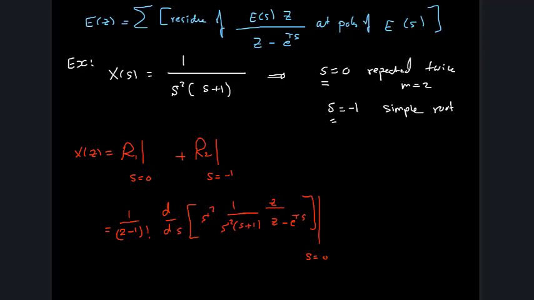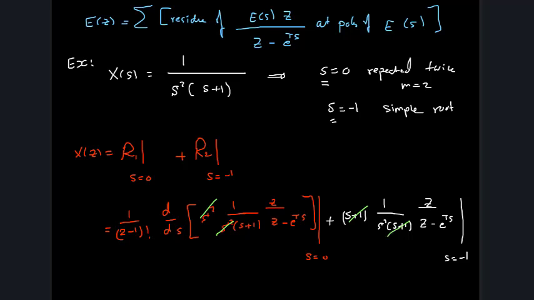Now plus the second residue, which is the simple one, where I multiply by the root factor (s plus 1) by the function itself, 1 over s squared times (s plus 1), times z over (z minus e^(ts)). Then I will evaluate at the root, which is s equal to minus 1. Now this one will cancel this one, and this one will cancel this one.